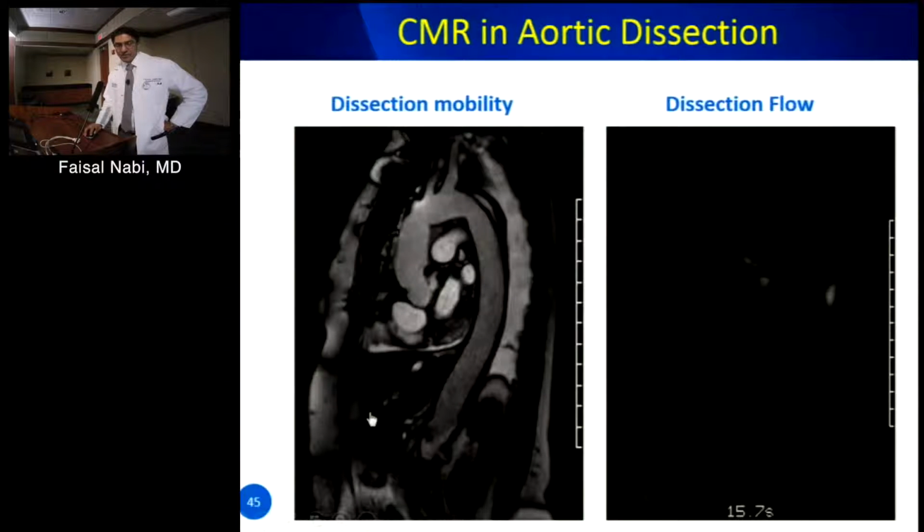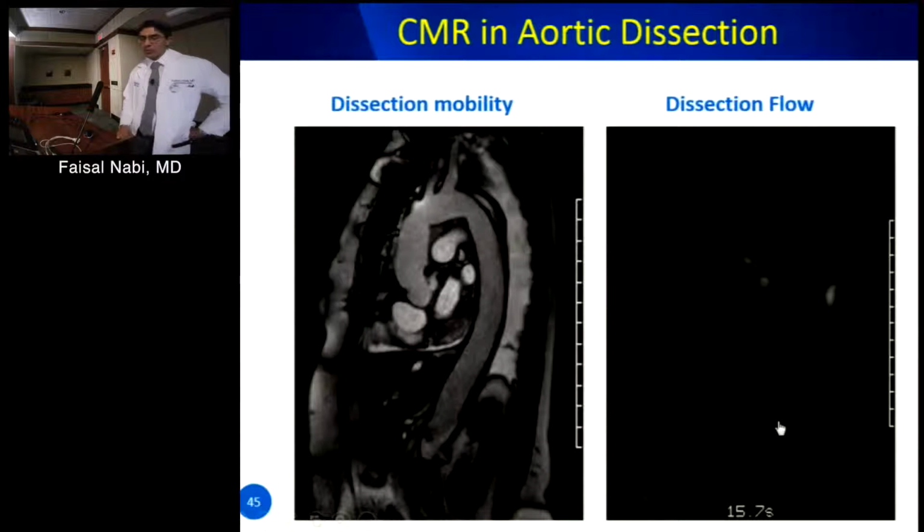MRI can also be very helpful, and you can determine the chronicity of your dissection. A flap that's very highly mobile suggests acute nature, whereas if you have a flap that's immobile, it suggests a chronic dissection. And then looking at the flow in the true and the false lumens. In general, if your false lumen has not thrombosed, it is a marker of a worse prognosis, and the reason being is, it's pressurized and therefore can continue to expand.